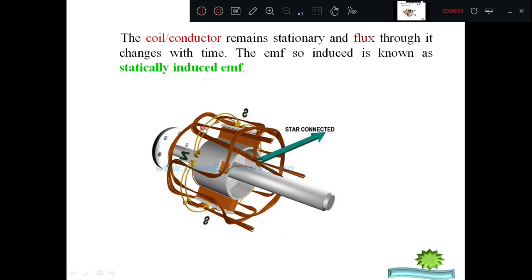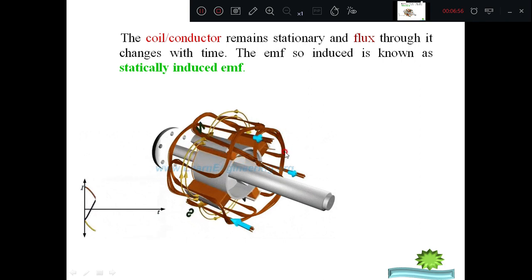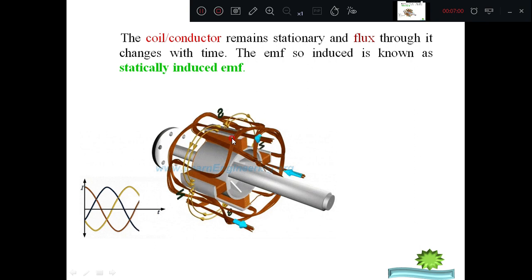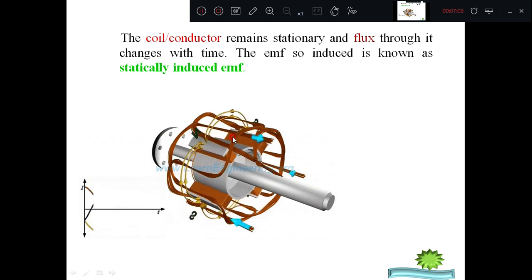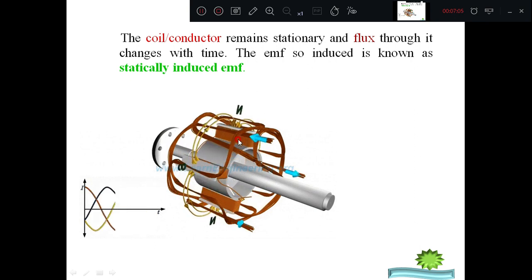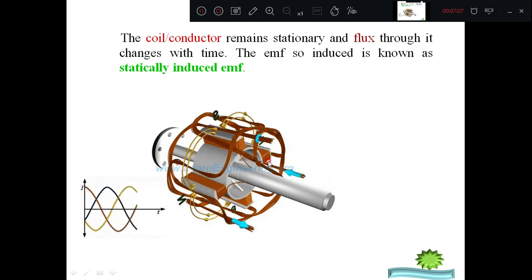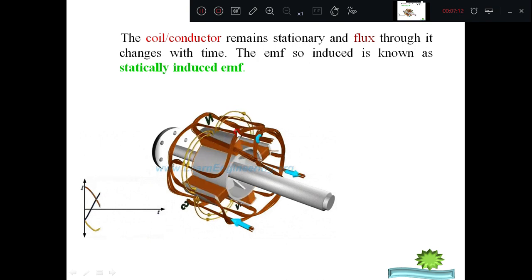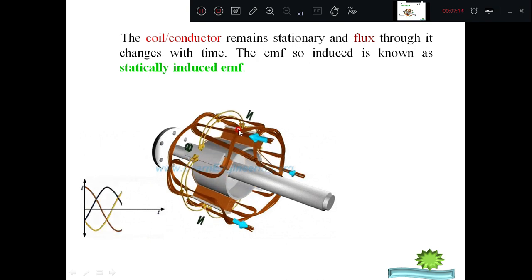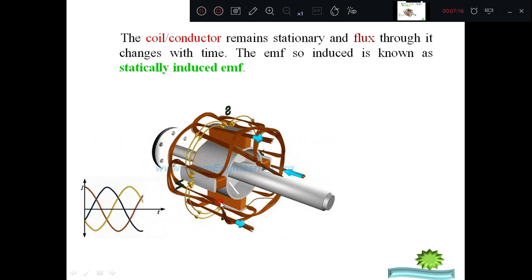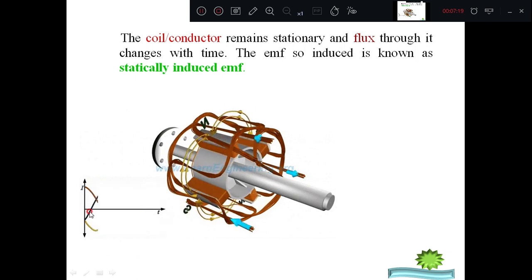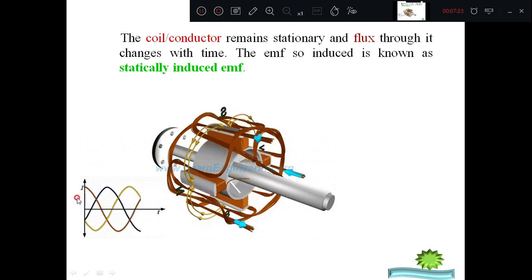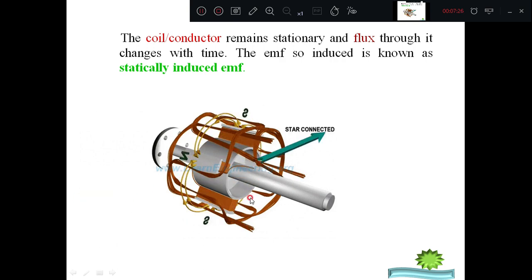Then there is a stationary armature conductor in which there is an induced voltage. The nature of the induced voltage in this armature conductor is alternating, and these coils R, Y and B are displaced 180 degrees, and the induced voltages in these three coils are displaced by 120 degrees, that you can see here. That is, the phase displacement between R, Y, B is 120.